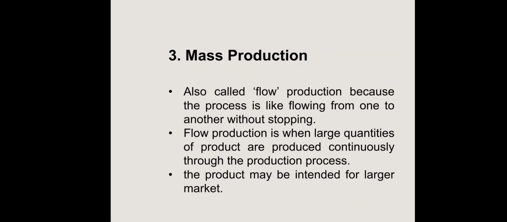3. Mass production, also called flow production because the process is like flowing from one to another without stopping. Flow production is when large quantities of product are produced continuously through the production process. The product may be intended for a larger market.